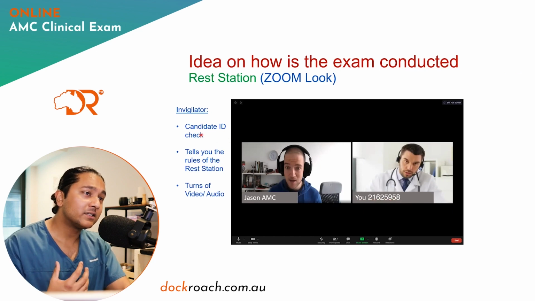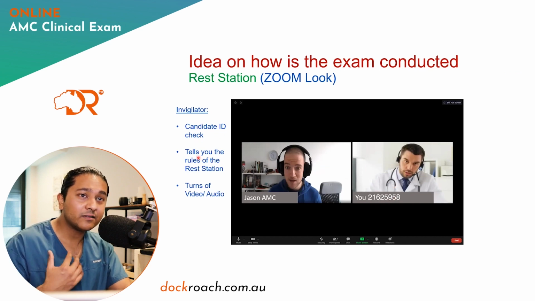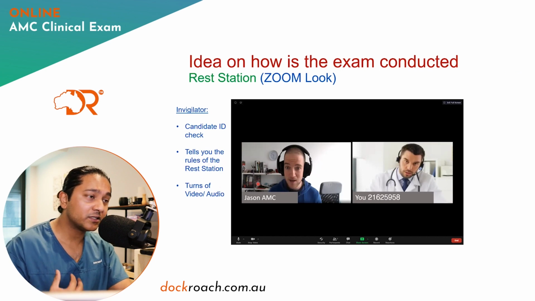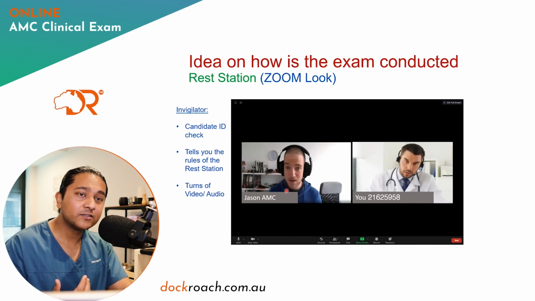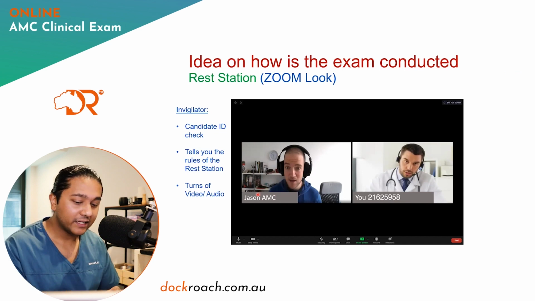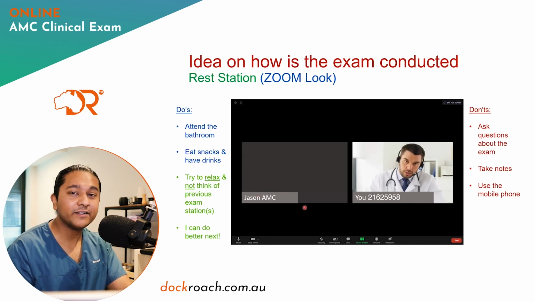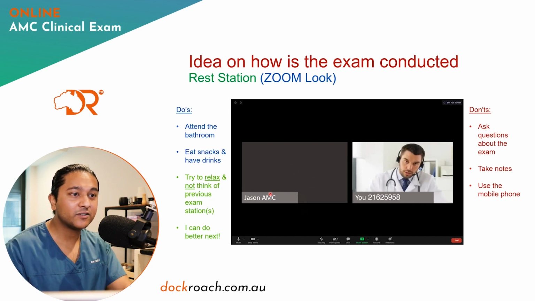Once the ID is correct and you are supposed to remain in the rest station, Jason moves on to telling you the rules of the rest station. We'll talk about the rules shortly, but just know that the invigilator is going to tell you about the rules. The next thing that happens after that is the invigilator is going to turn off their video and audio. Let's look at how that looks on your Zoom screen. This is how it's going to look. When the invigilator has completed their job, they just turn off their screen and their mic.